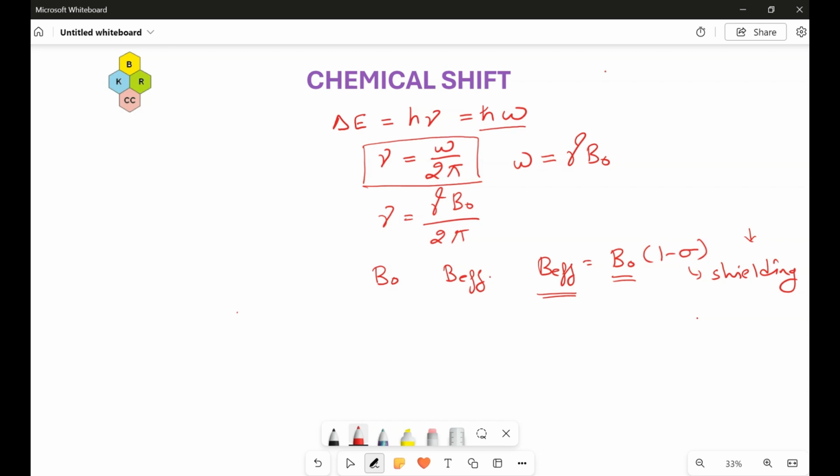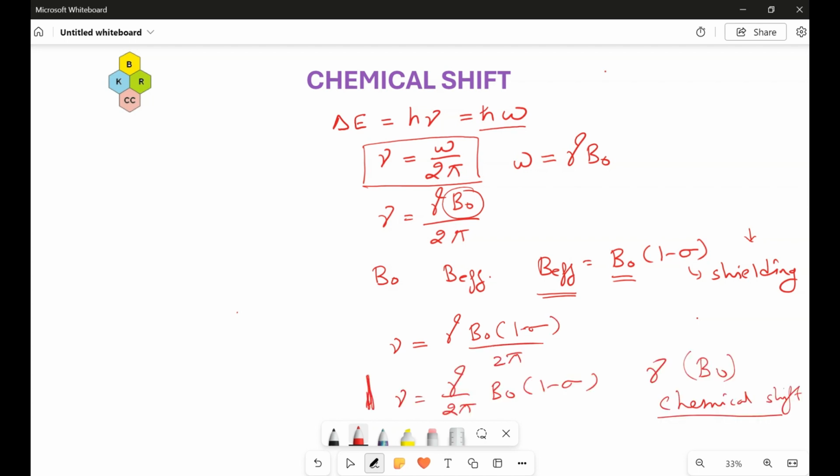Now substitute the same. So here it will be no longer B0, it will be B effective. So the frequency is equal to gamma into B0 into 1 minus sigma divided by 2 pi. Okay, so variation of frequency with external magnetic field is known as chemical shift. This variation depends upon the chemical environment, that is what's known as chemical shift. So shift in the frequency based on the chemical environment is known as chemical shift.